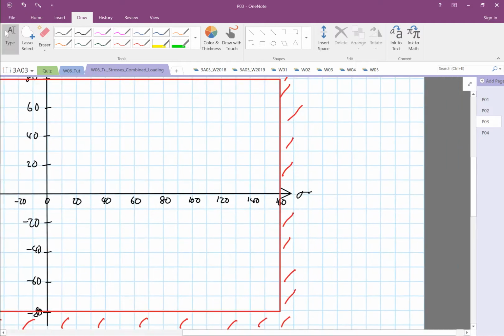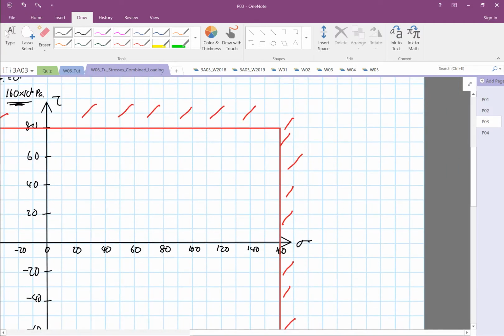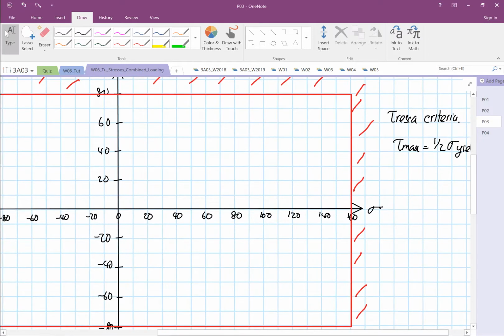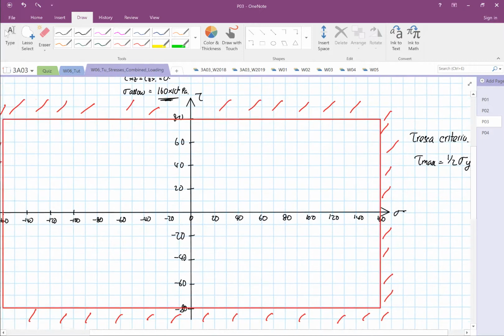Okay, so based on the Tresca criteria, tau max will be half of the yield stress. Okay, so that's why the maximum shear is at 80.